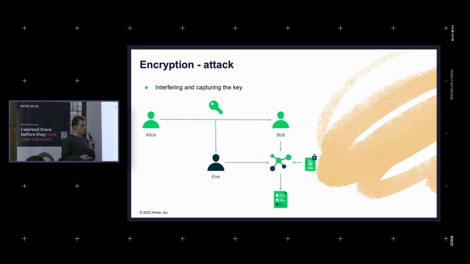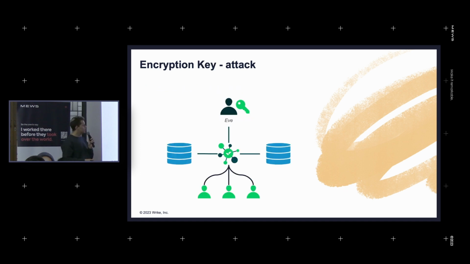And there goes the problem. We cannot just encrypt all of our data using one key, because in our case, if Eve gets the key, she gets access to the whole infrastructure.